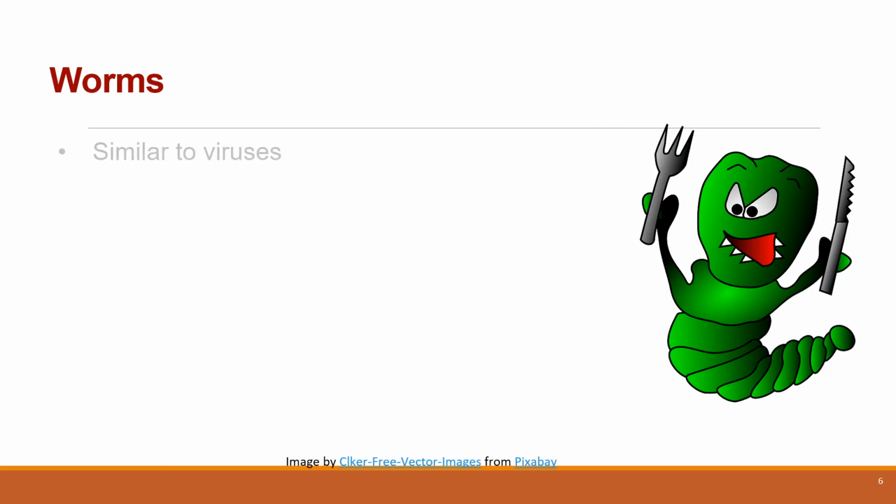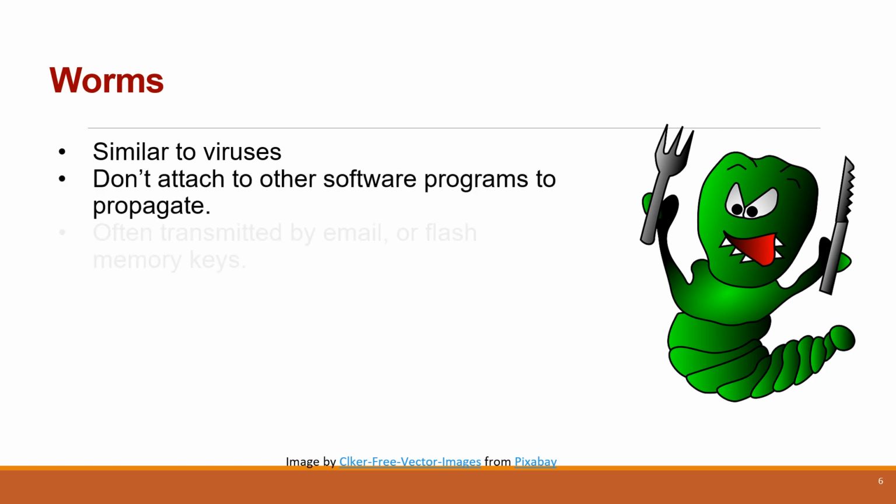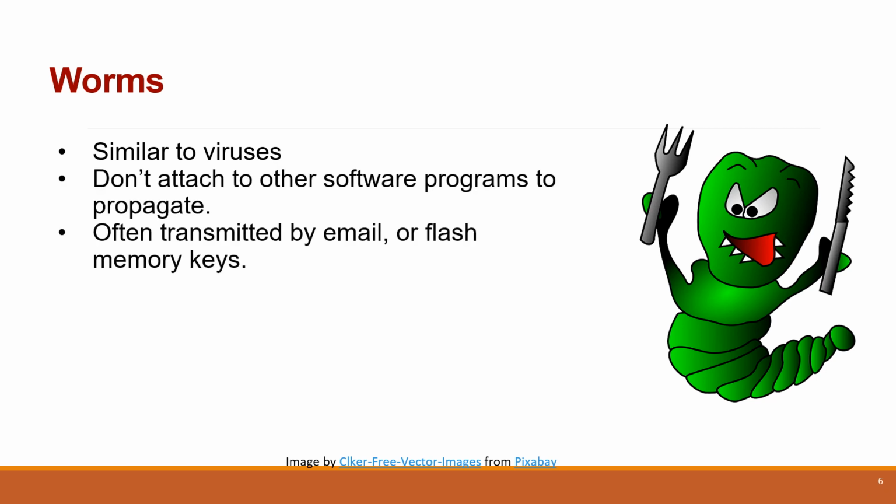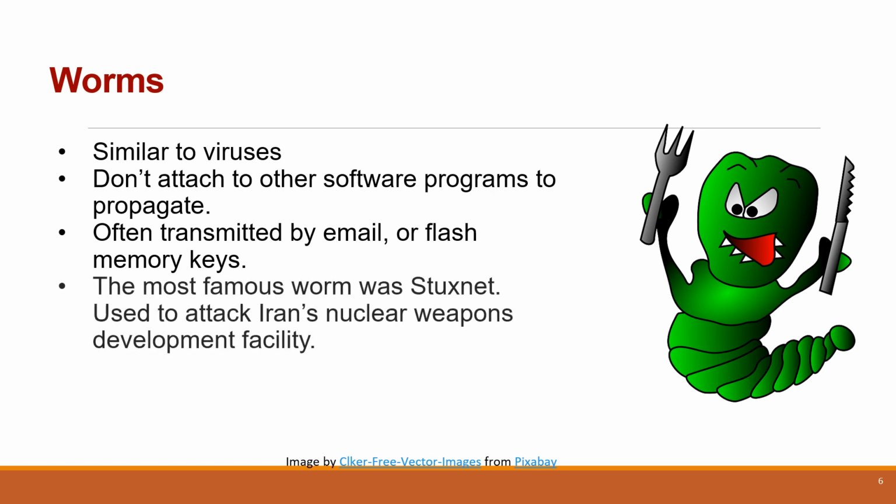Worms are similar to viruses, but they don't need to attach themselves to other software programs to propagate. They're often transmitted by email or flash memory keys. The most famous worm was Stuxnet, which is reputed to have been engineered by the CIA and was used to attack Iran's nuclear facility to stop their nuclear weapon development program.